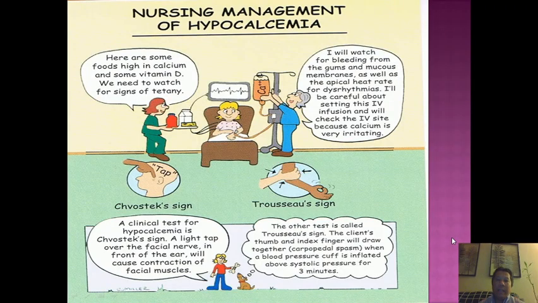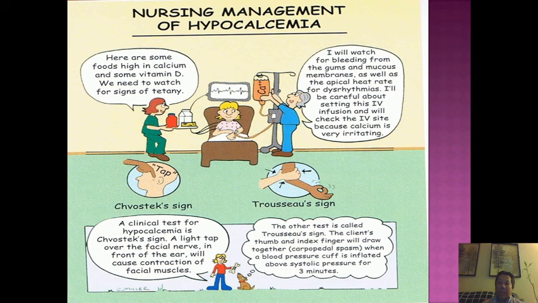So how do we manage hypocalcemia? Of course, if the patient has low calcium level in the blood, then the most significant nursing management and even medical management would be to give the patient calcium supplement and vitamin D supplement, such as foods that are high in calcium and foods that are high in vitamin D as well.